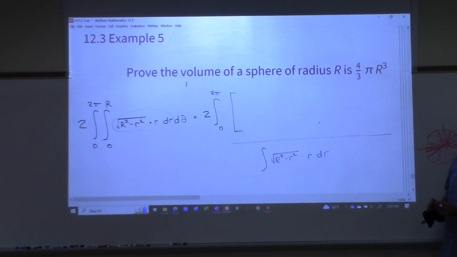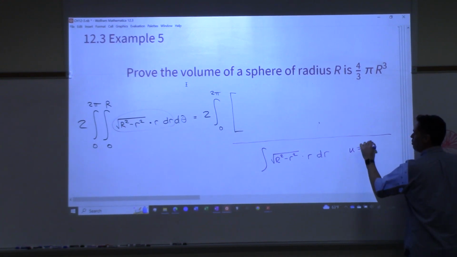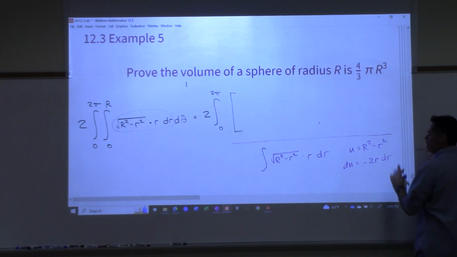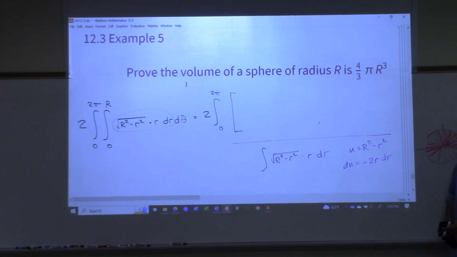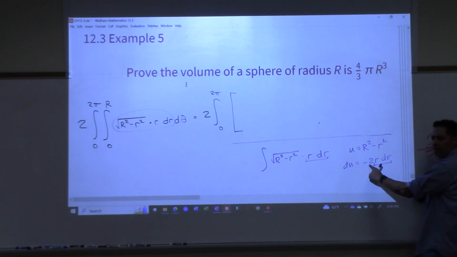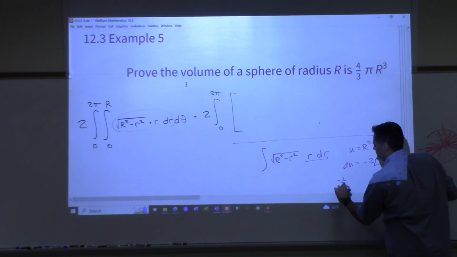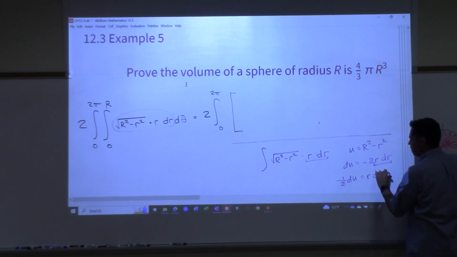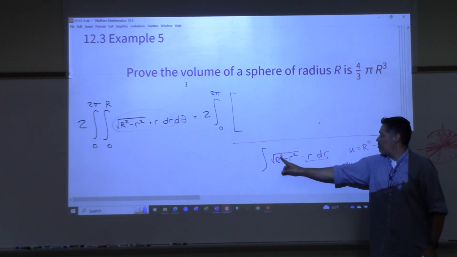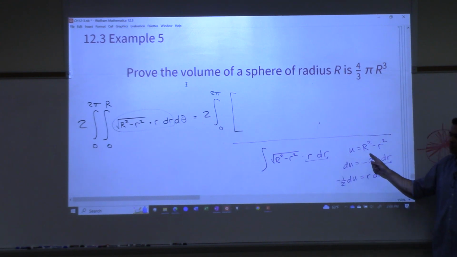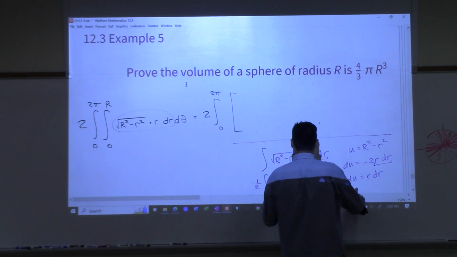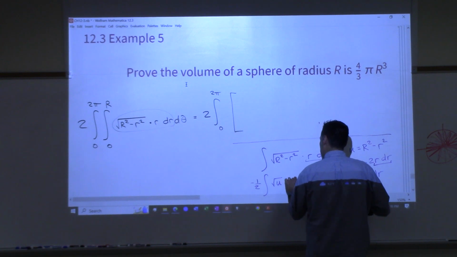All right, I'm going to do a basic u sub. U is capital R squared minus little r squared. The derivative of that is negative 2 little r d little r, because this is a constant. And in my integral, I have an r dr. I need to get rid of that negative 2, so I divide both sides by negative 2. So I replace r dr with this, and I replace the R squared minus little r squared with u. And so this becomes negative 1/2 times the integral of square root of u du.